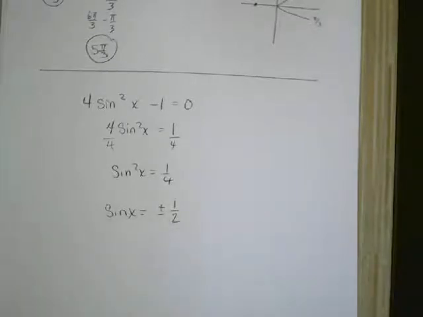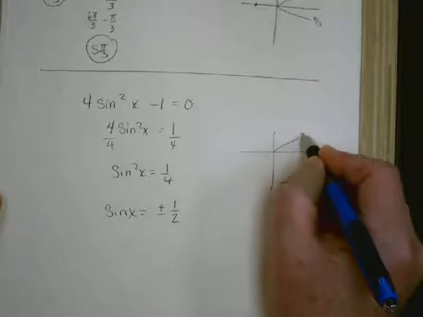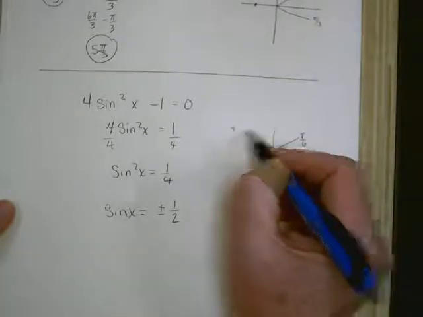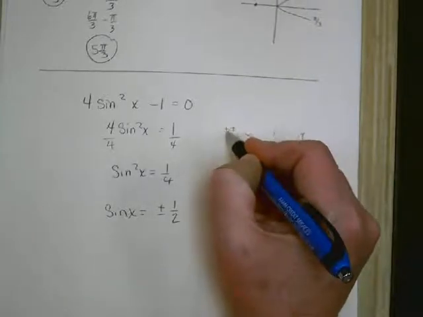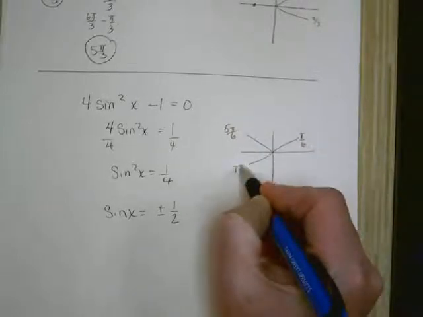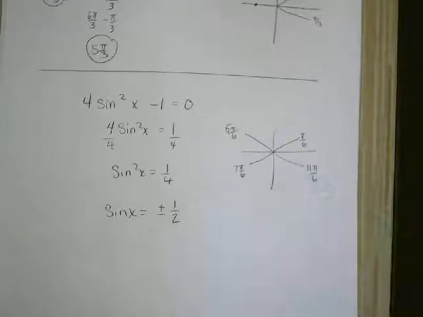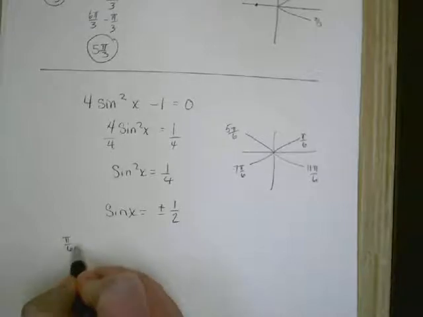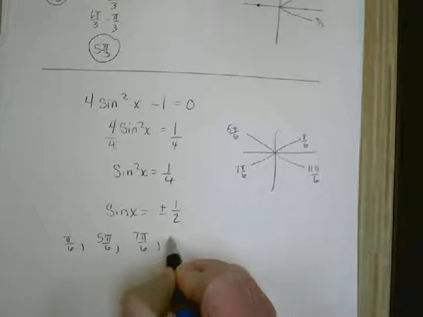So sine is 1/2 at pi over 6. But it could also be negative 1/2, so it could be this pi over 6, or not this pi over 6 shy of pi, which is going to be 5 pi over 6. 7 pi over 6. 11 pi over 6. So we have those 4 options: pi over 6, 5 pi over 6, 7 pi over 6, and 11 pi over 6.